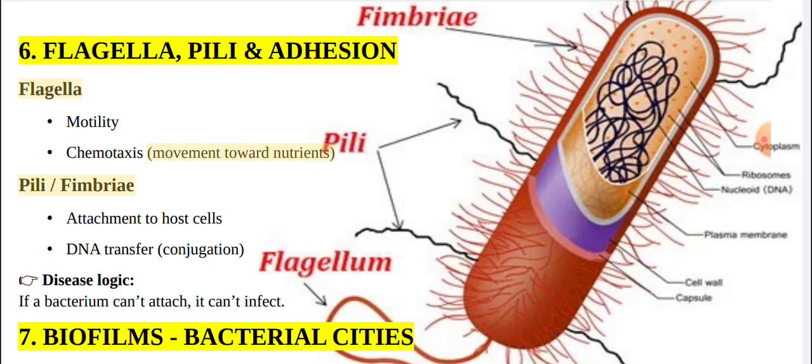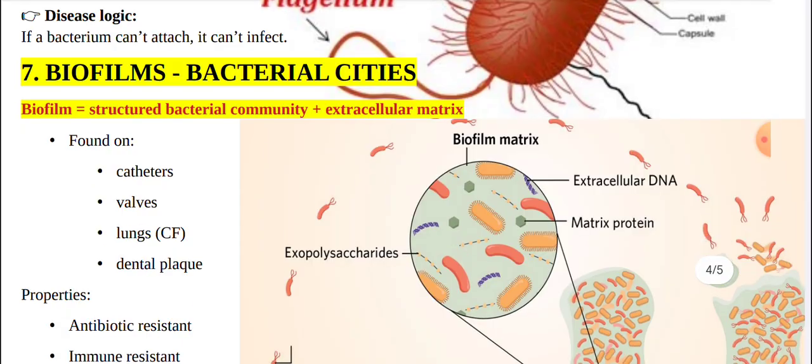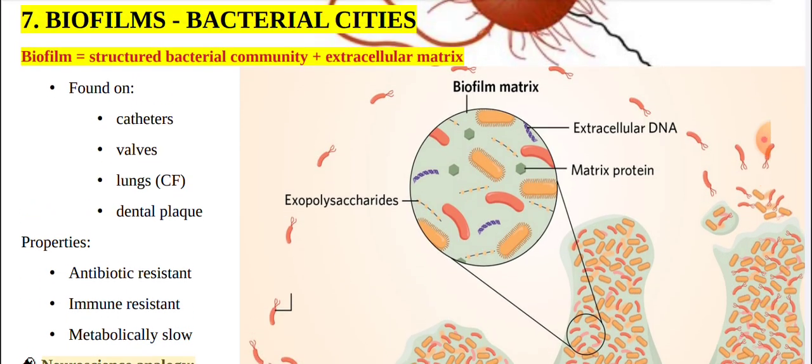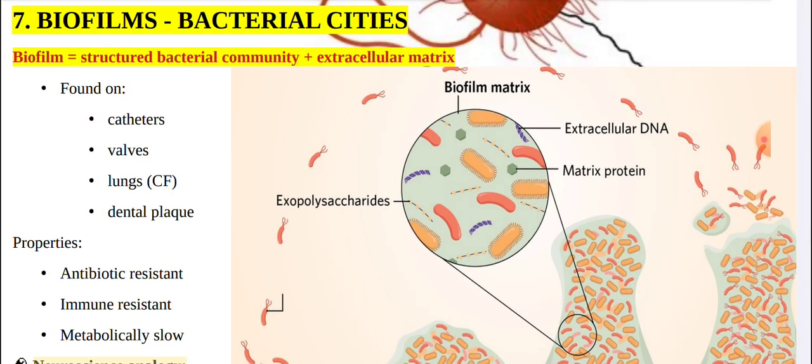So far, we have talked about the bacterium as a lone wolf. It has its armor, its motor, its grappling hooks. But the source material makes a pivotal point in Section 6. Bacteria rarely work alone. They build cities. This is the concept of the biofilm, and honestly, this changes everything about how we treat infection. The outline defines it as a structured community with an extracellular matrix. Break that down for us.